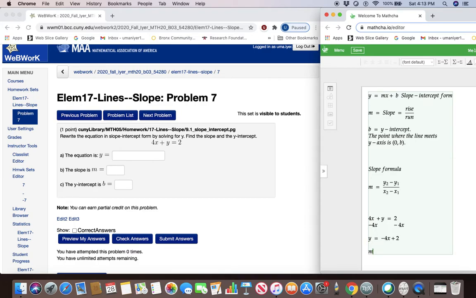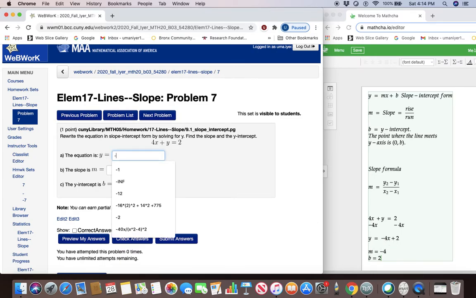So m is negative 4. The number that multiplies x is the slope, and the y-intercept is the other number that is being added or subtracted. That's the number, right? So the equation is y equals, they have already given us this part. All we need to do is the right-hand part. Negative 4x plus 2. Slope is negative 4 and y-intercept is 2.